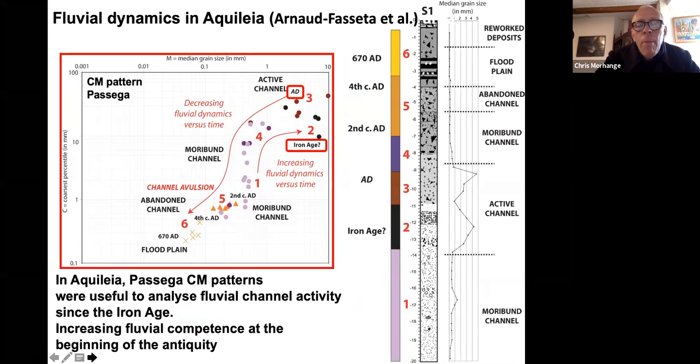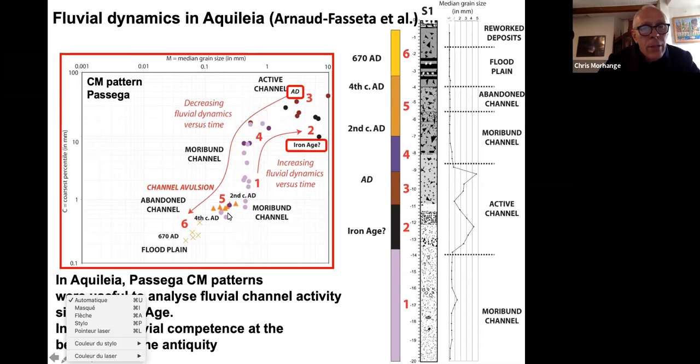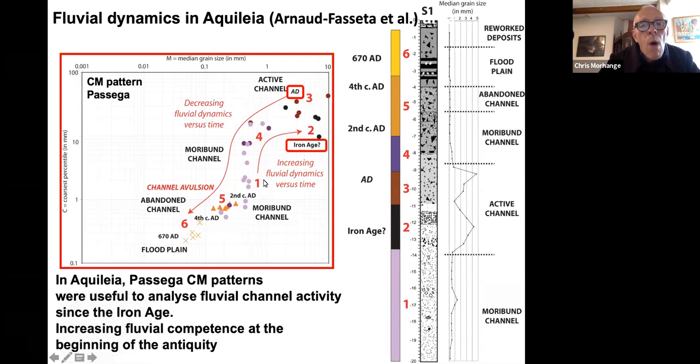the Iron Age, with a lot of problems of dating, but I will not focus on it, we see from 1 to 2 increasing fluvial dynamics. So the CM pattern, medium grain size against coarse percentile in millimeters, is very useful. You can see that concerning the active channel, 2000 years ago, you have of course the coarsest material that has been transported by the river. Step by step, the active channel is moribund and abandoned, and you can see more fine sediment. So it can be applied in a very cheap and easy way.